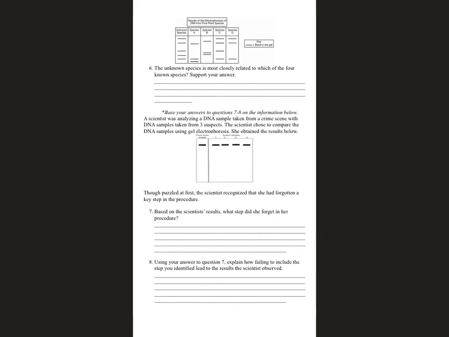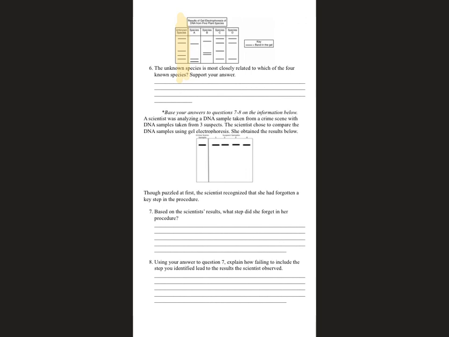Number 6. The unknown species is most closely related to which of the 4 known species? Support your answer. In order to answer this question, you have to analyze the placement of fragments within the gel electrophoresis test. So we're comparing these fragments here of the unknown species with the fragments of each species A, B, C, and D.